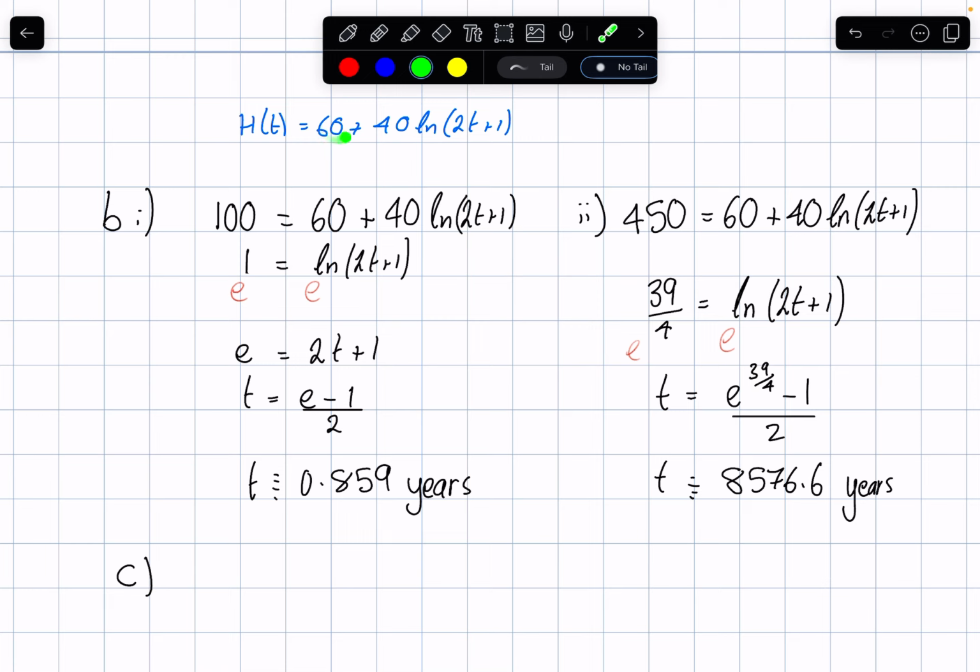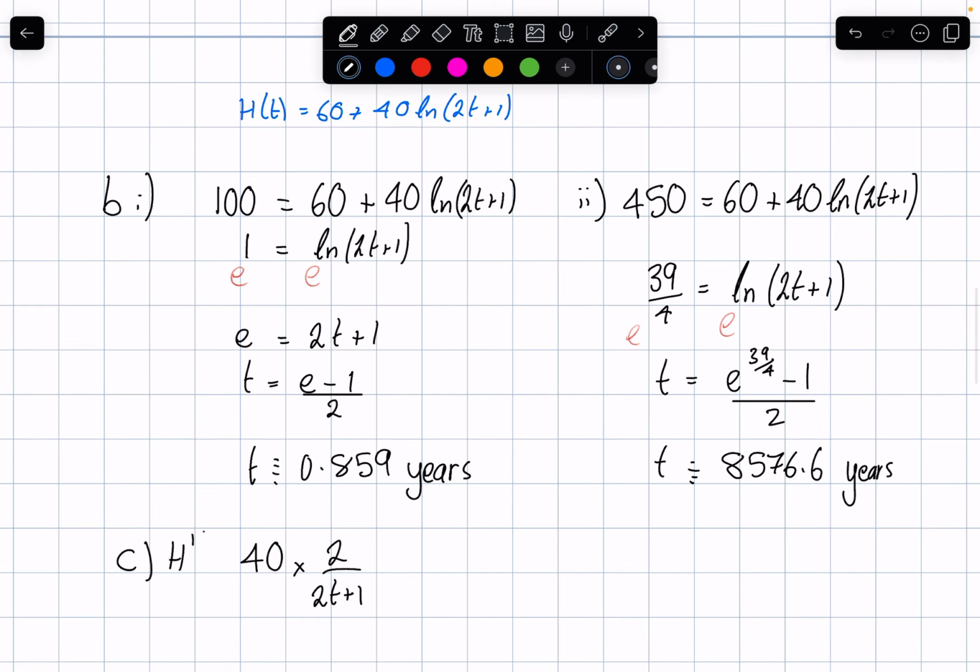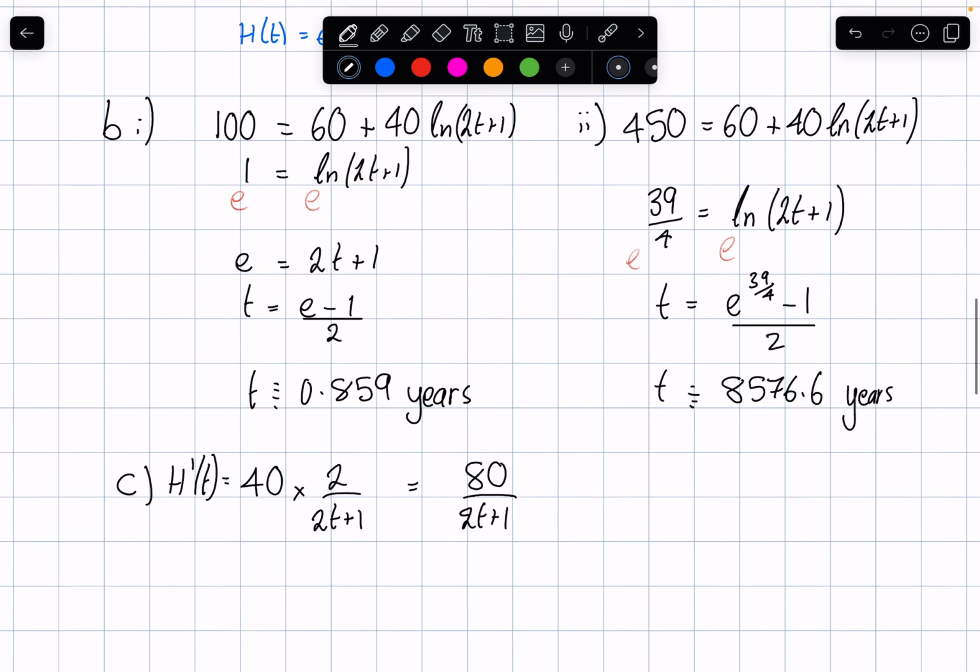Now that 60 is just a constant, so that disappears. So I'm left with 40, and I know the derivative of a natural log is the derivative of the inside of the log divided by the inside of the log. So it's going to be 2 on 2t plus 1. So this is h dash of t. Now if I bring that together, that's going to be 80 on 2t plus 1.